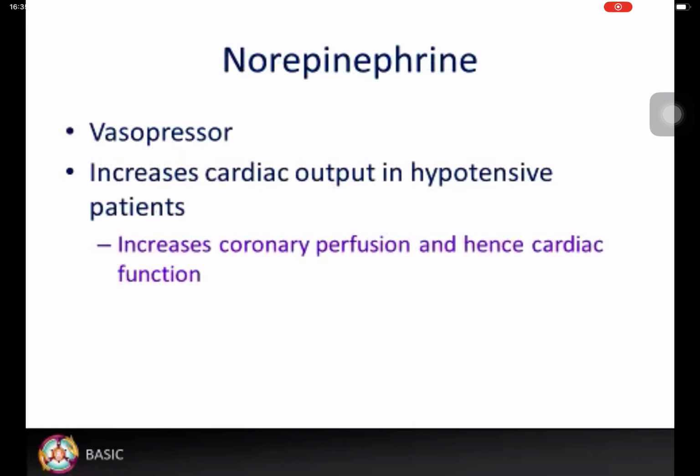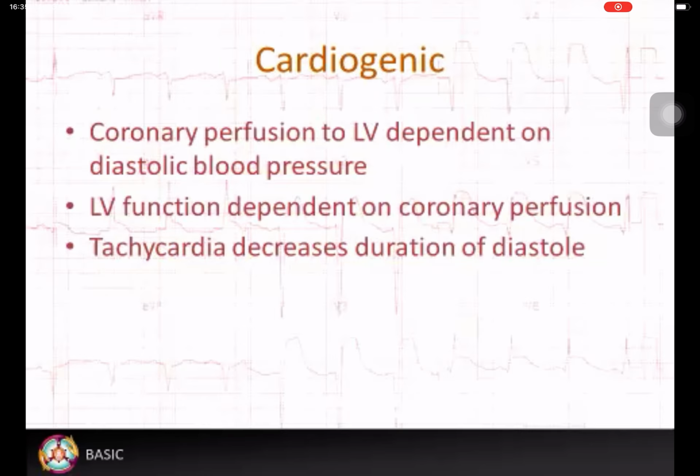Norepinephrine, which is almost a pure vasopressor and which has little or no effect on cardiac output in healthy volunteers, will often increase cardiac output in hypotensive patients. This is because cardiac output is often reduced in hypotensive patients because the hypotension results in decreased coronary perfusion. By restoring blood pressure and hence coronary perfusion, norepinephrine improves left ventricular function and hence cardiac output.